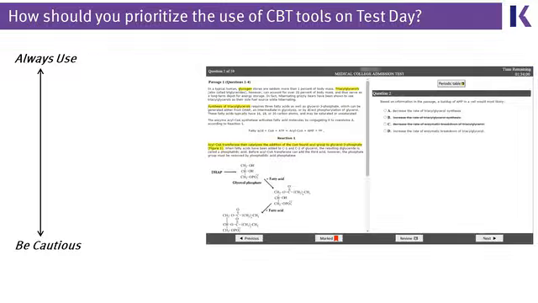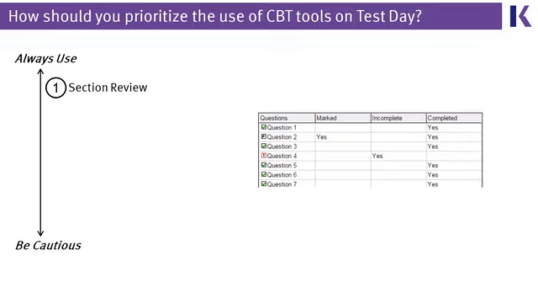We'll be using this image of the test interface to show you where each of these tools can be found. The first tool, and this one is the most useful, you should be using it multiple times every single section, is the section review. It's the button at the bottom of the screen that says review, and it'll take you to a screen that looks like this, with every question on the section, whether you've marked it, whether you've completed it. Now, those little green check marks don't mean you got the question correct. It just means you have done the question.